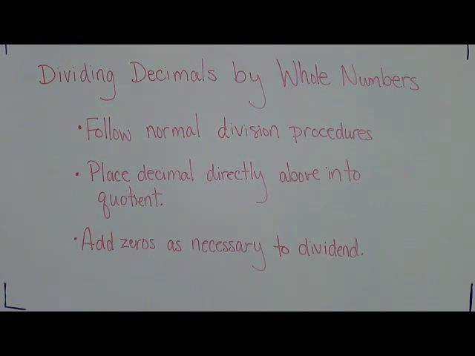So dividing decimals by whole numbers, you want to follow the normal division procedures. However, when you do it, you're going to do it similarly to the way that we did in the last lesson, where that decimal falls, you're going to place it directly above into the quotient.